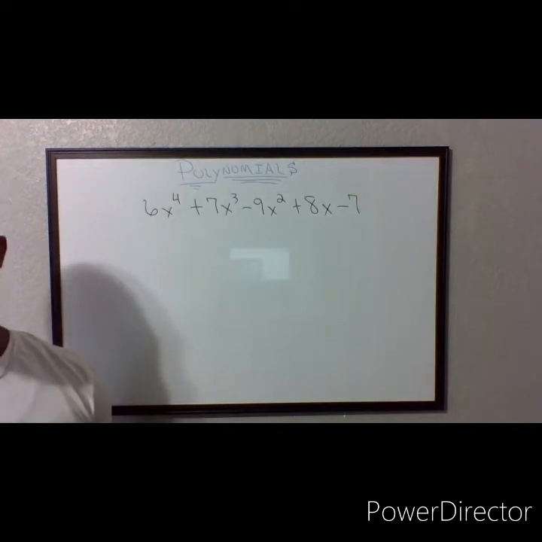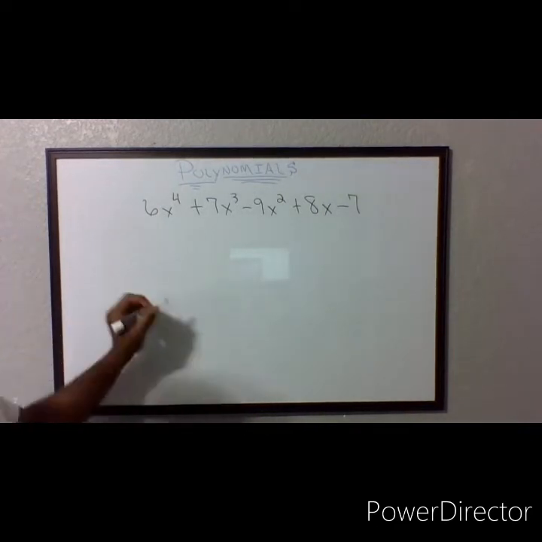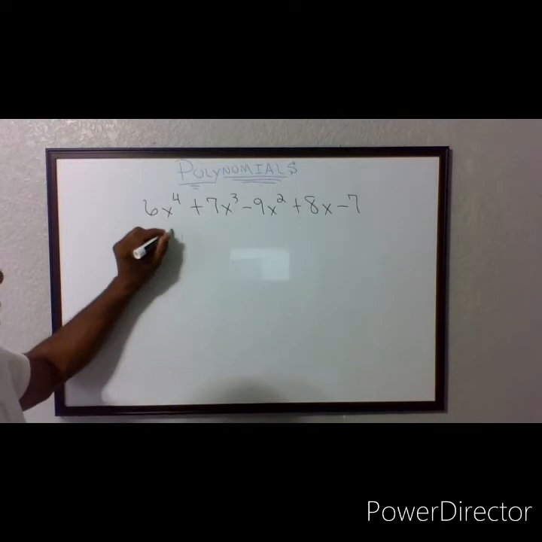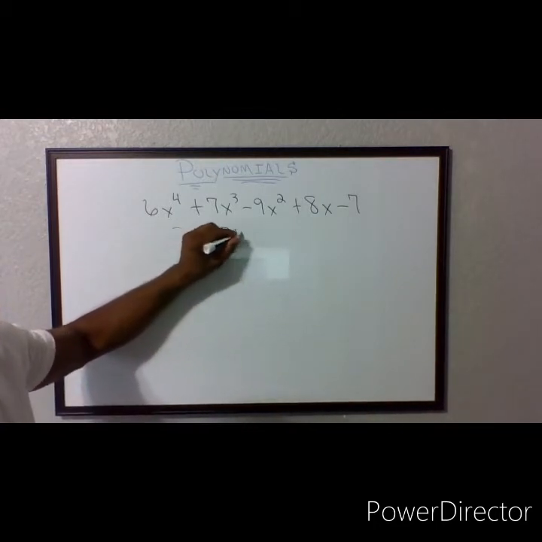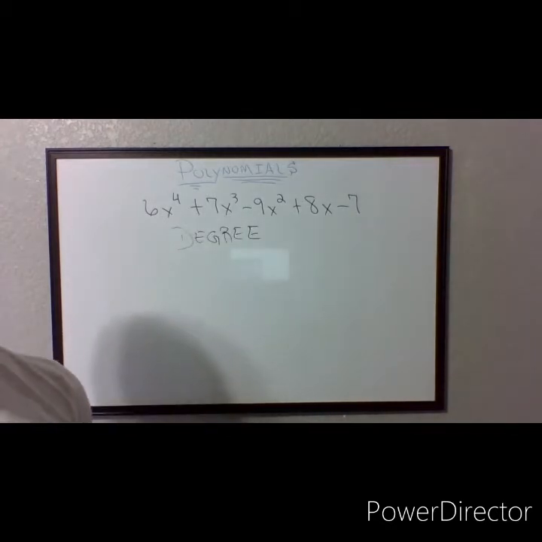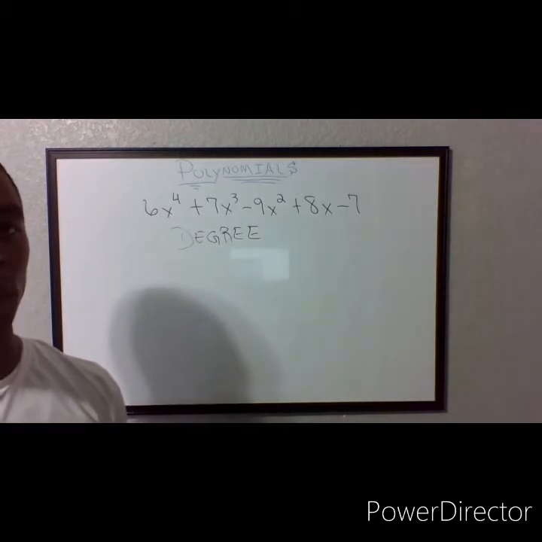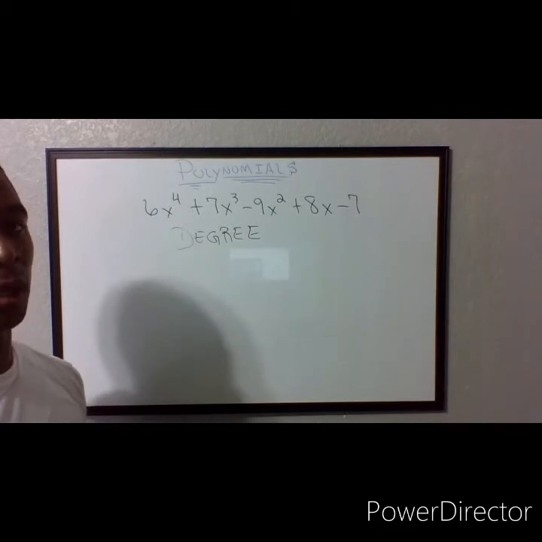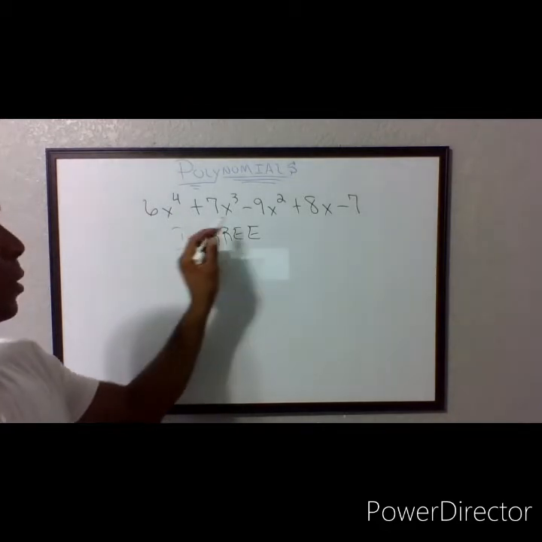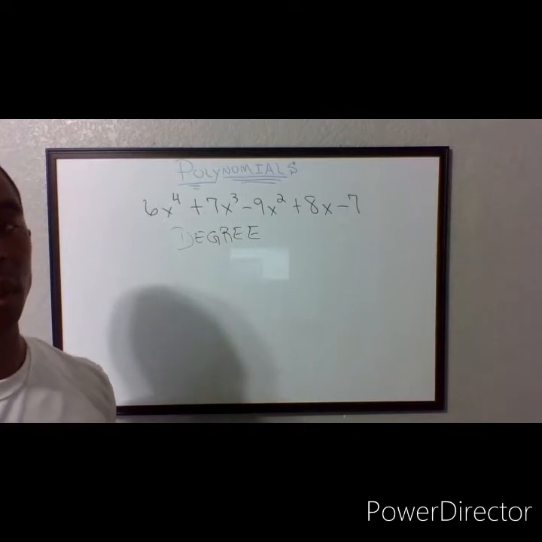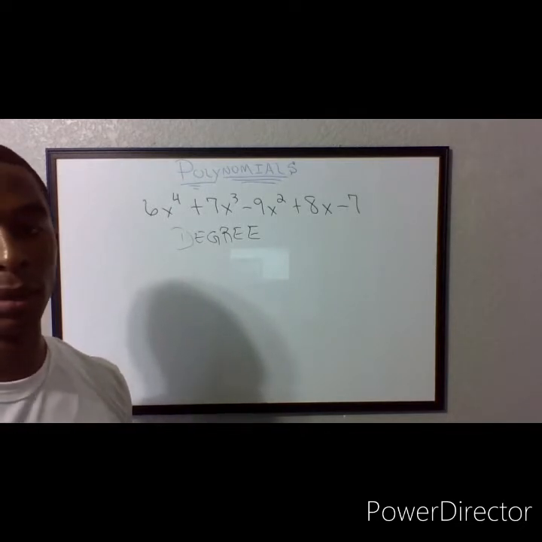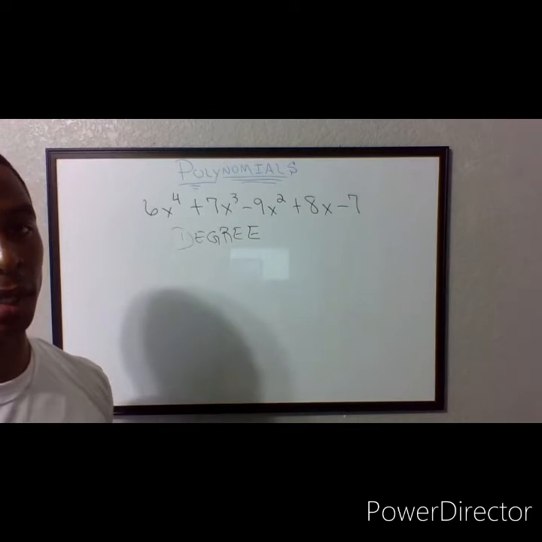Next thing we're going to learn about is degrees. Each term in the polynomial has a different degree. The degree of the term is the power of the variable, or the exponent, as some of you would like to call it.